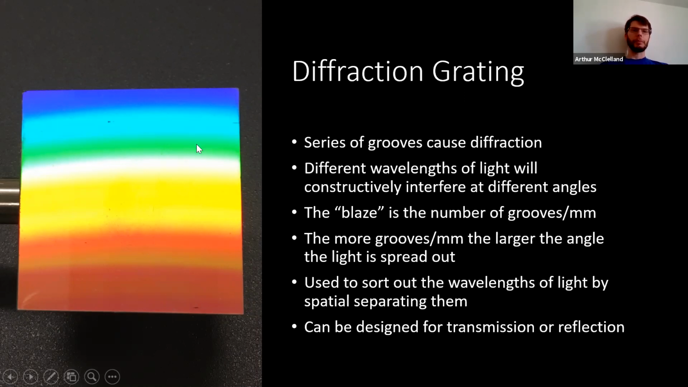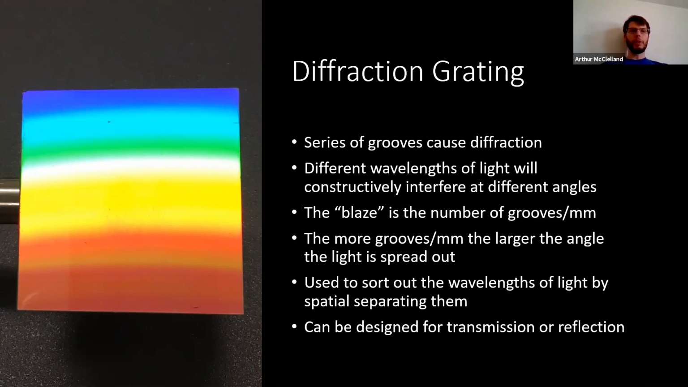You can set up diffraction gratings so that they are slits. You can also set them up so that it's grooves, but it effectively acts as the same thing. And then the blaze is the number of grooves per millimeter. So a higher blaze grating will spread light out more.